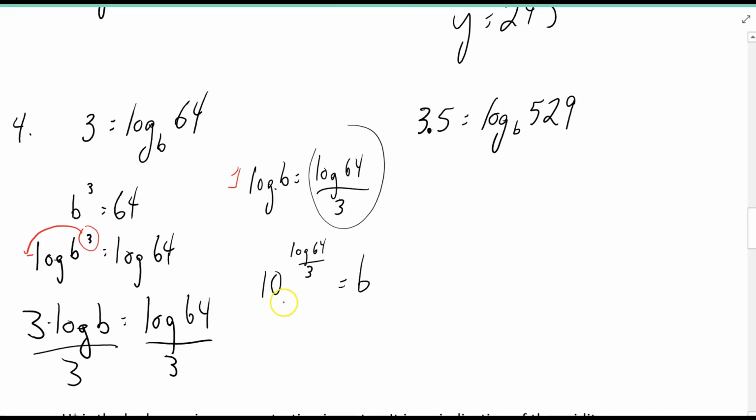Using your calculator, raise 10 to this power. 10, or second function log. And then I suggest the exponent key or brackets around it, okay? Because you have to raise it to this whole power. Log 64 divided by, or fraction to the denominator, 3. And that answer is 4. 10 to the log 64 over 3 equals 4.